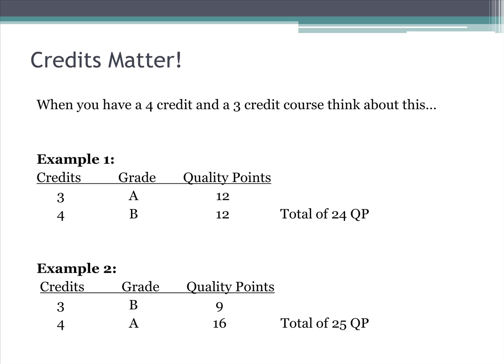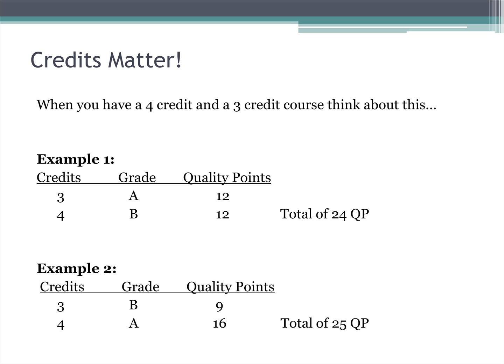When you are taking courses with different credit hours, maybe your art class is worth 3 credit hours and your bio class is worth 4 credit hours, you should be aware that the higher credit hour course will have a greater effect on your GPA. Look at example 1. In this situation, the student got an A in a 3 credit hour course and a B in a 4 credit hour course. Both of these have 12 quality points, which means the student gets 24 quality points towards their GPA.